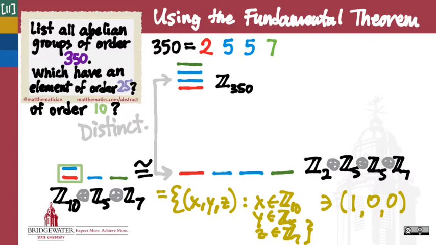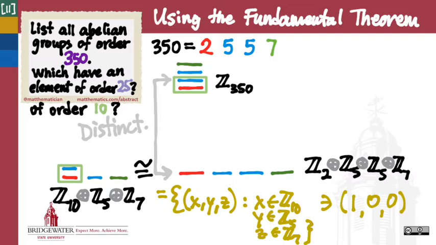Is there an element of order 10 in Z350? Just looking at the picture, because 10 divides 350. And because Z350 is a cyclic group, it will have an element of any order that divides the order of the group. Right? Any divisor of 350, we can find an element of order 10. Or sorry, an element of that order in the group. And since 10 divides 350, we have an element of order 10.